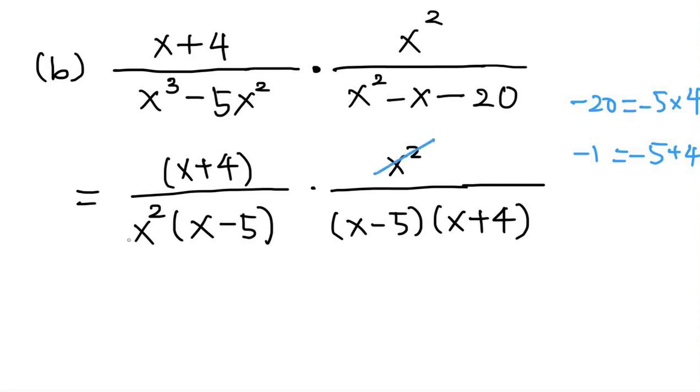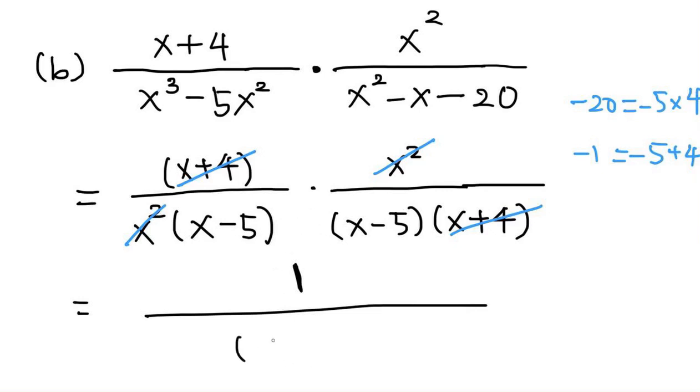X squared and x squared, x plus 4 and x plus 4, they cancel. So now let's multiply these out. It seems that the whole numerator is gone. X plus 4 is divided out, x squared is divided out. That's going to leave 1 in the numerator. In the denominator, we have two factors of x minus 5 multiplied. That's going to be x minus 5 squared.